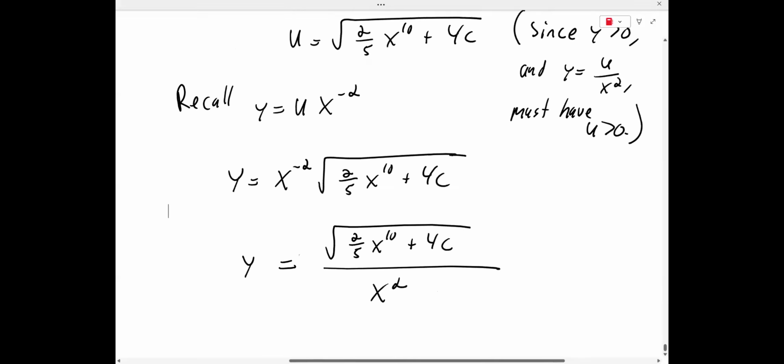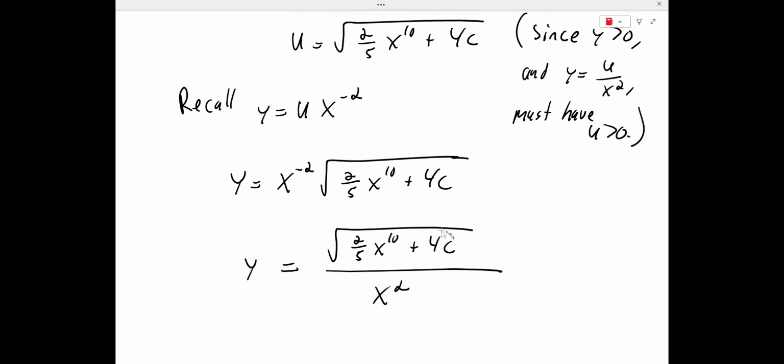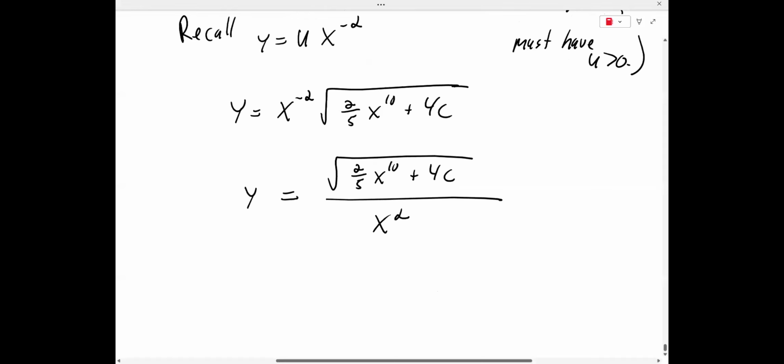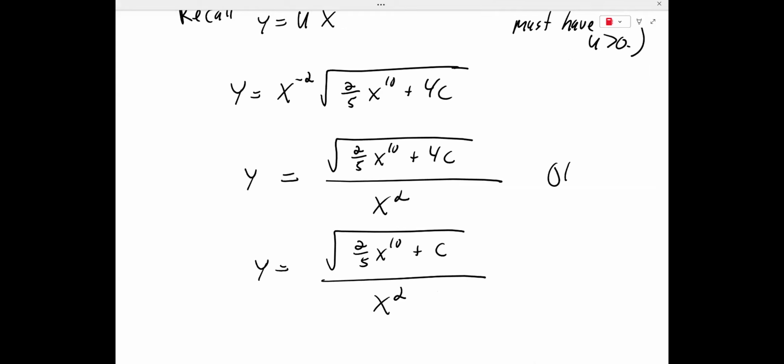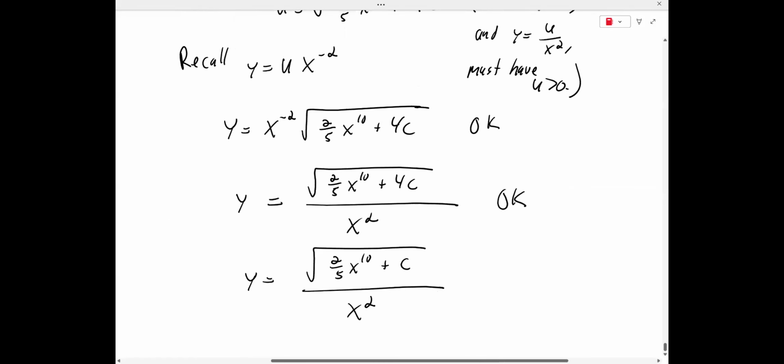Okay, so we end up with this here then. And by the way, this 4c, you can call that a constant if you want. If you don't want to deal with the 4c there, you could lump it together. Let's call it C, right? So you could think of it like this too if you want. But this would be okay too if you leave it like that. Anything there?